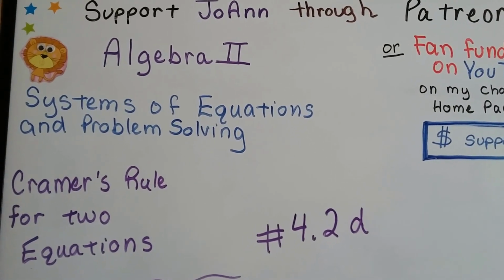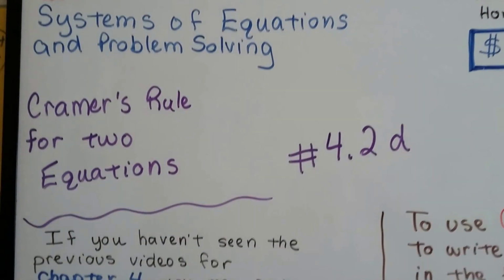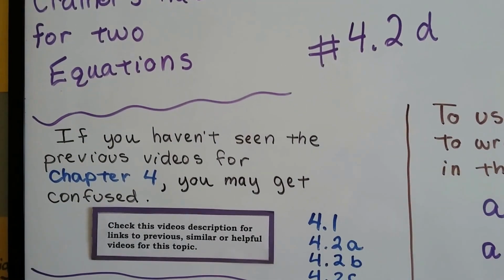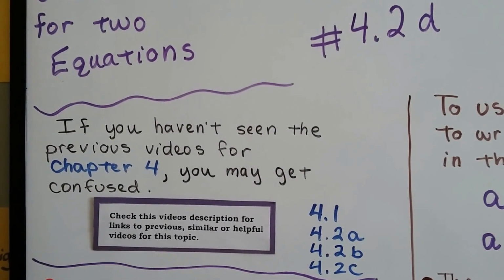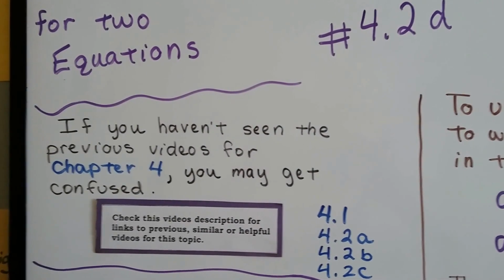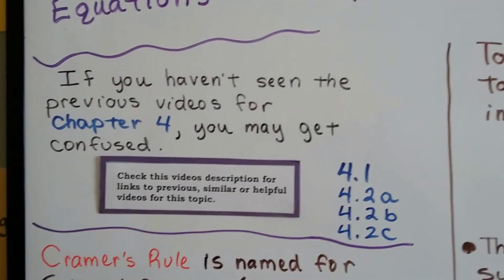Algebra II, 4.2d, Cramer's rule for two equations. If you haven't seen the previous videos for Chapter 4, you might get confused, especially 4.2a, b, and c. And there's links in this video's description to watch those first.